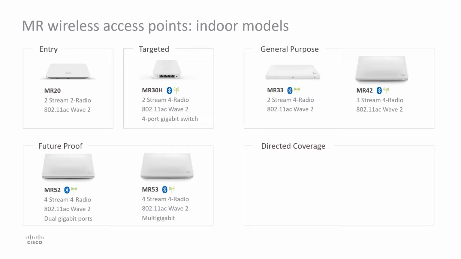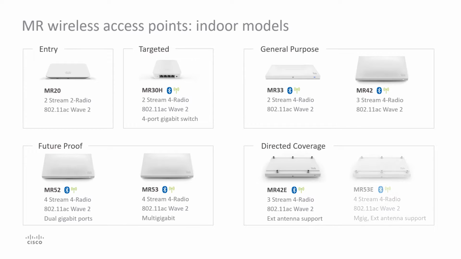There are two products in the directed coverage group. The MR42E and MR53E are the ideal choice for indoor wireless needs with challenging RF scenarios that could benefit from targeted, directed antenna coverage. Both models contain RP-TNC connectors to be paired with desired external antennas, and the MR53E is capable of delivering one more spatial stream, 4 total, than the MR42E, 3 streams, while still having the multi-gigabit port as one of the two interfaces on the back of the access point.